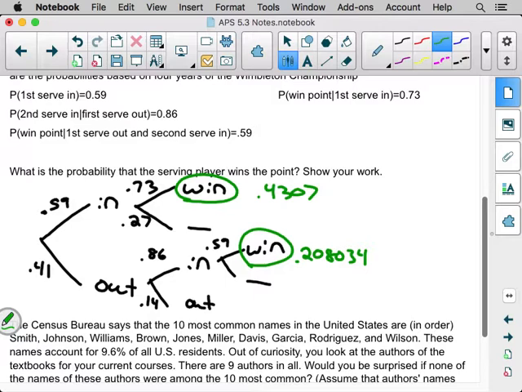And again, we talked about there's two ways of winning. This could happen or this could happen. Okay? Hearing that word or tells us what do we do now to find the overall probability of winning? We add them. Okay? So now to finish this up, I'm going to take 0.4307, add 0.208034.